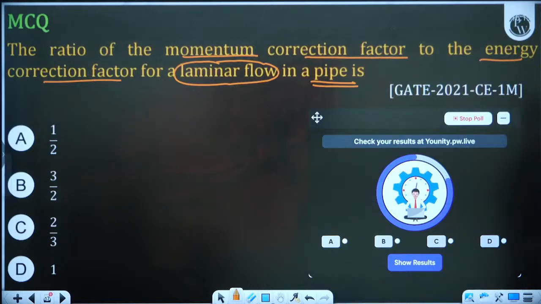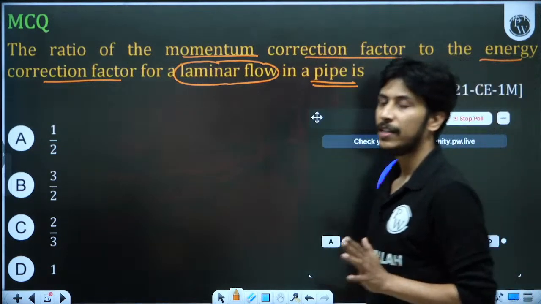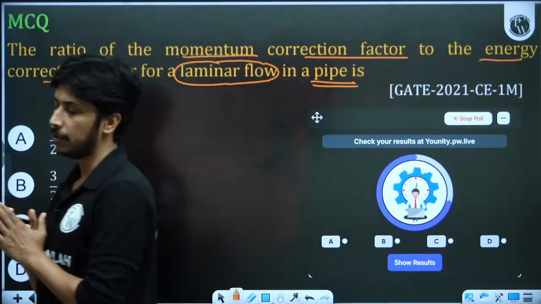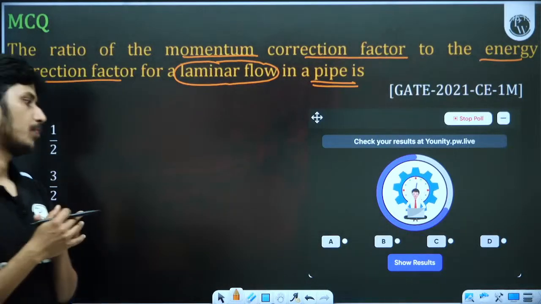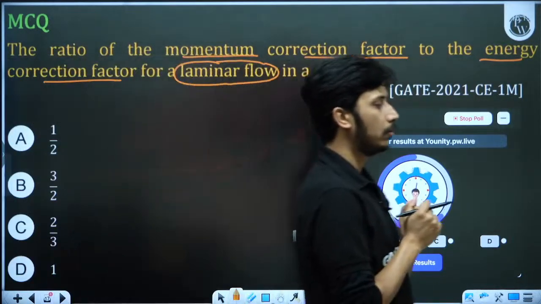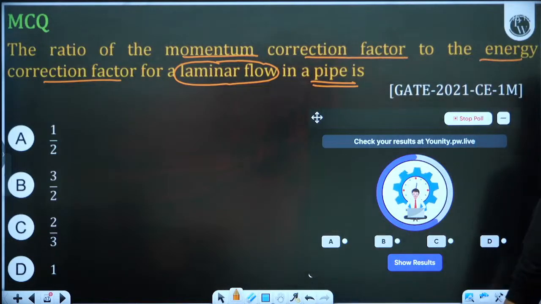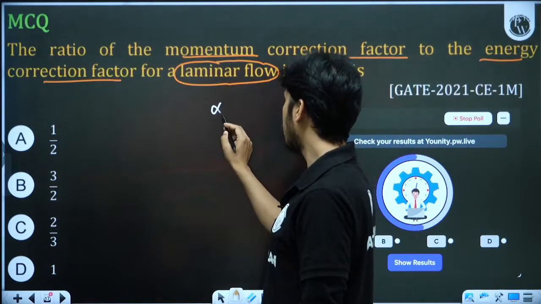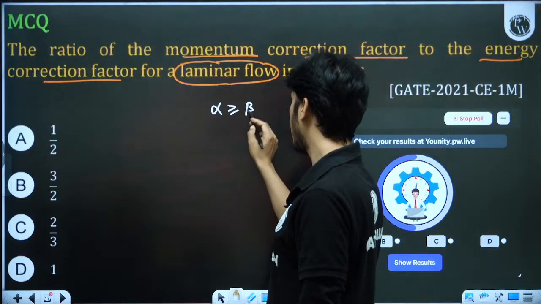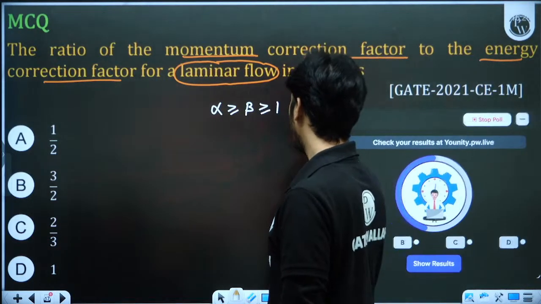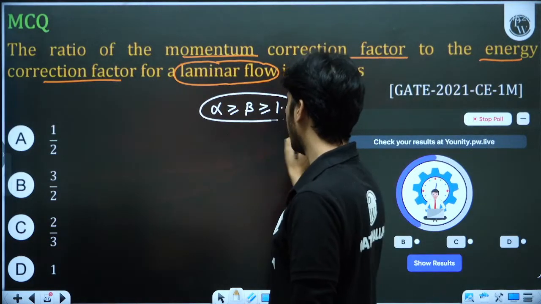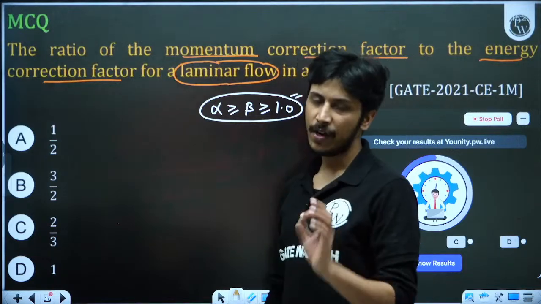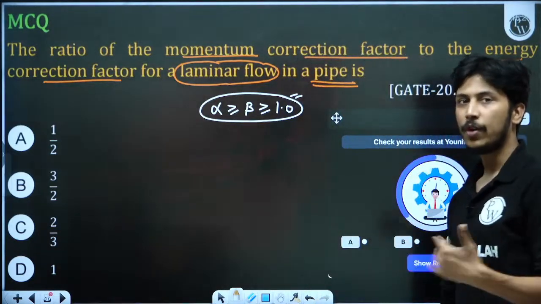Always remember, if you know one thing, then you can always correct this question. If you know one thing between alpha and beta, you can always do this question. Alpha is always greater than or equal to beta, and both are greater than or equal to 1. Only for one condition, for turbulent flow, alpha and beta are equal to 1.